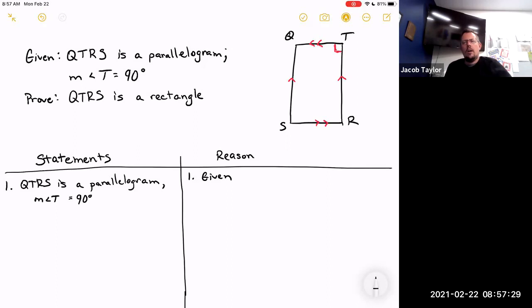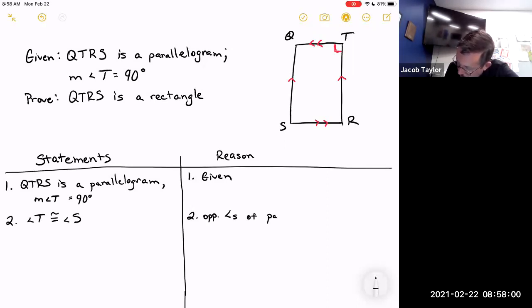But if I use the opposite angles are congruent, what angle do I know? S. So what I know is that they are congruent, and this is a little weird the way that you do this in a proof. I know they're congruent. I don't know that they're equal. I'll show you what I mean. So step number two, I'm going to say that angle T is congruent to angle S. And the reason I know that is opposite angles of a parallelogram are congruent. So opposite angles of a parallelogram.